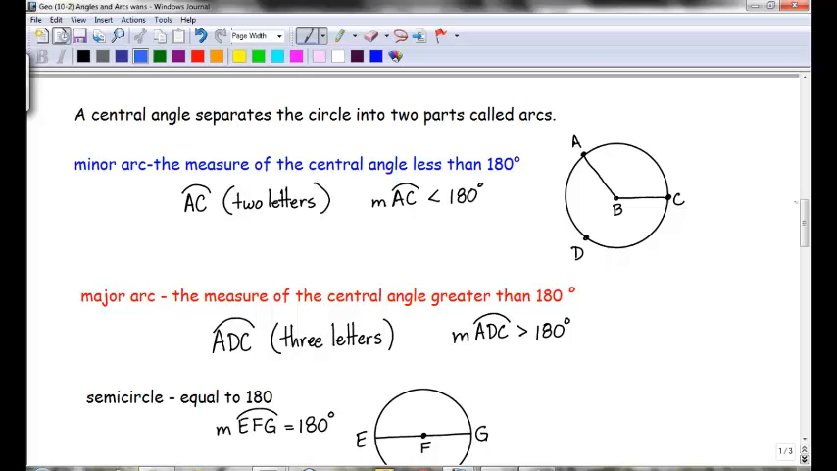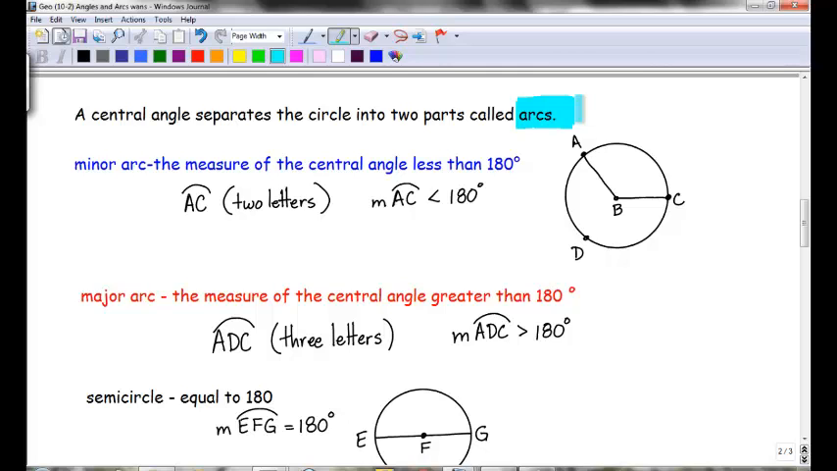A central angle separates a circle into two parts called arcs. Okay, and draw an example of a circle. Label it. The B is the center. Label it the way I've done here. Label A, C, and B.